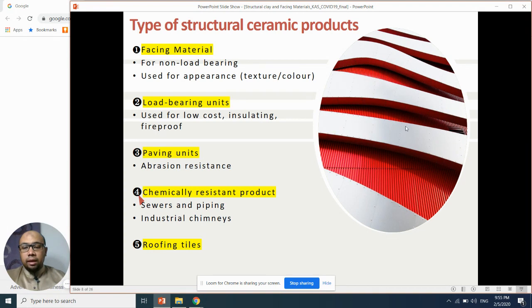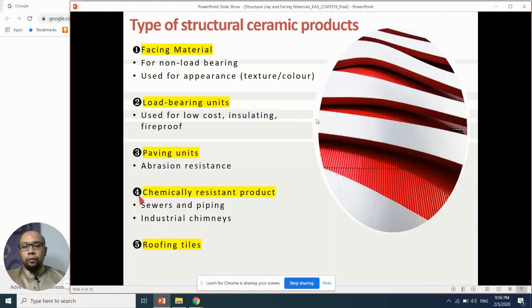And then number 4 is the chemically resistant products. Sewage and piping. I think this one I dah explain sebelum ni dalam first video. For example, chemical pipe untuk oil and gas, okay. Dan juga chimney. Chimney bermaksud corong asap. Okay, kalau you tengok ada setengah-setengah kilang, need installation of the chimney in order to make the fume go out from the factories. Okay, number 5 is the roofing tiles. I think roofing tiles I already explained in the first video.